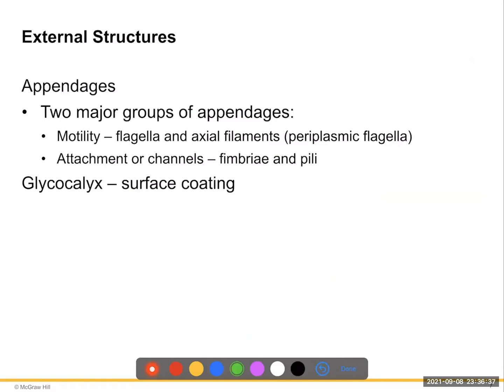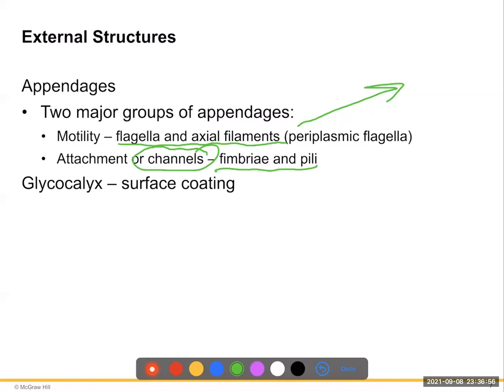Appendages. We're dealing with bacteria. There's two major types of appendages. There's motility, which is your flagella and axial filaments. They allow the bacteria to move in a given direction to a different environment. And channels, or pili, which allow the bacteria to connect so they can communicate with one another and exchange information.